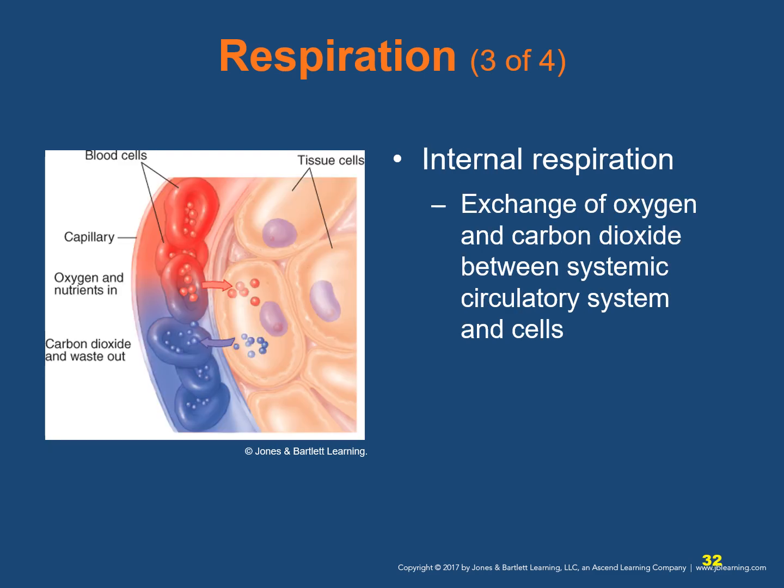Internal respiration is the exchange of oxygen and carbon dioxide in the systemic circulatory system with the cells of the body. The oxygen passes from the blood into the capillaries to tissue cells. Carbon dioxide and cell waste pass from the cells into the capillaries, where they are then transported back into the venous system, back to the lungs. All cells need a constant supply of oxygen to survive.